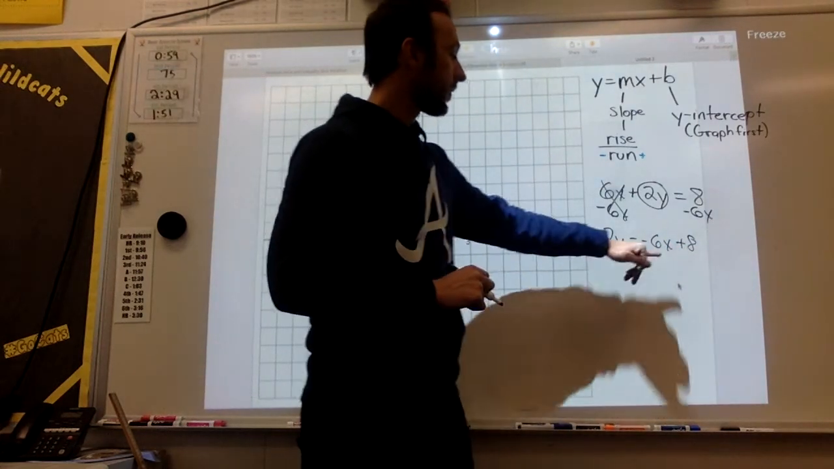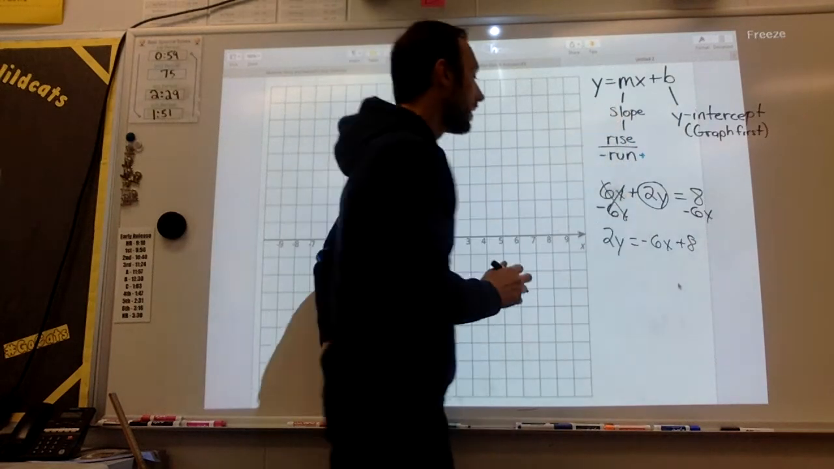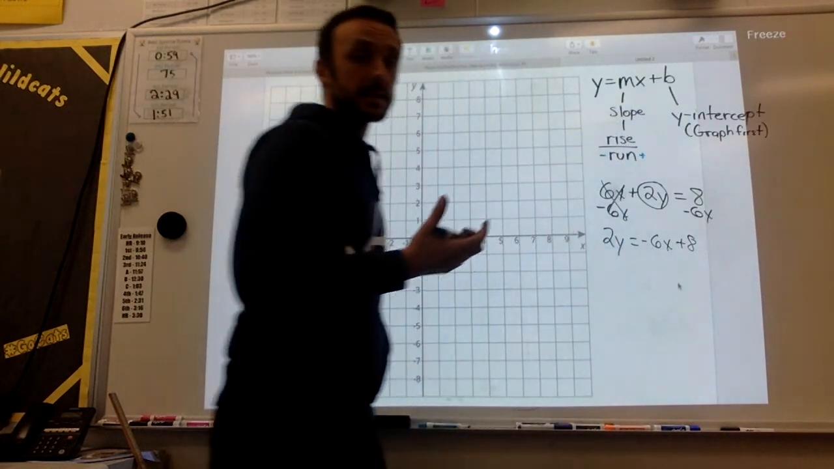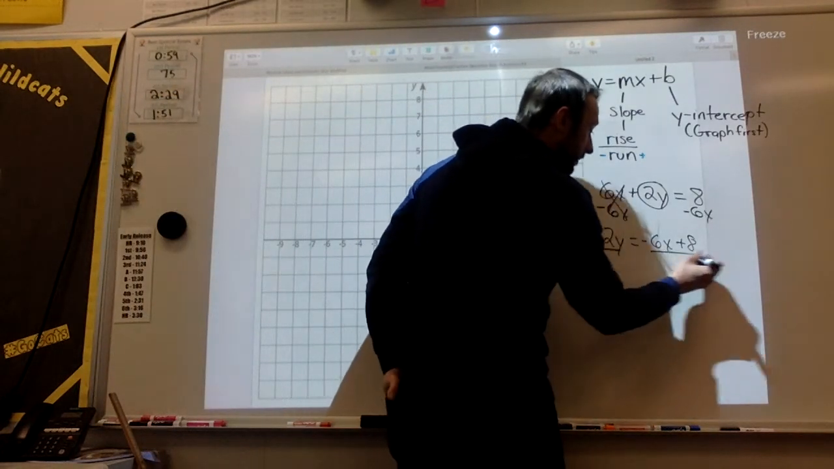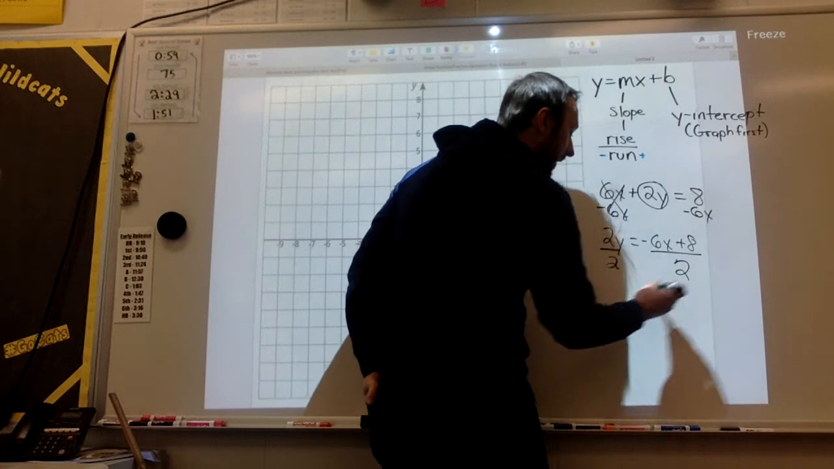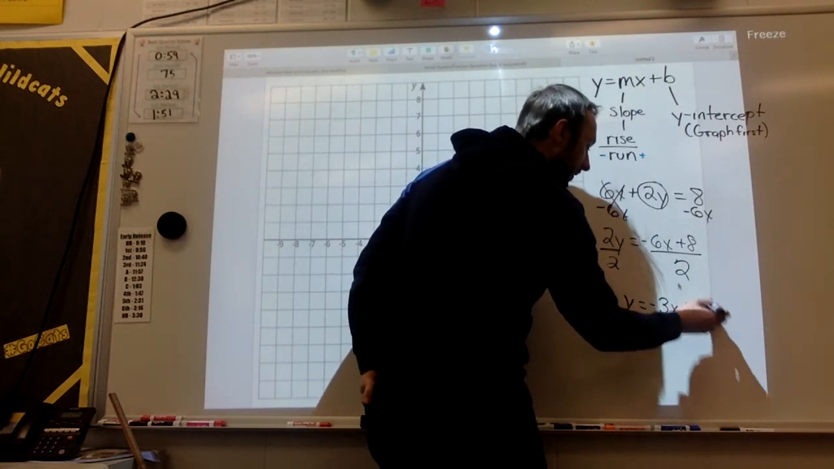And I'm always going to write my x first on my right-hand side. That way it matches up with my slope-intercept form. So then I have my variable term by itself. Now I need the actual variable by itself. So I'm going to divide both sides by 2. And that leaves me with y equals negative 3x plus 4 to graph.